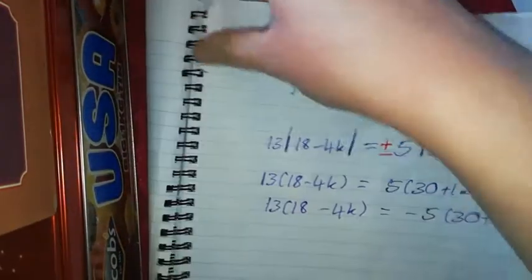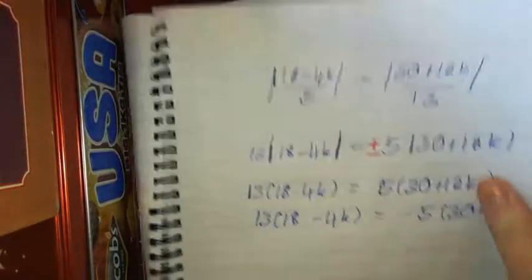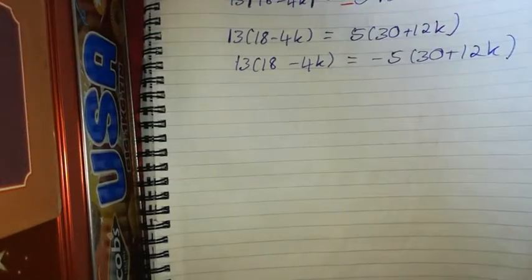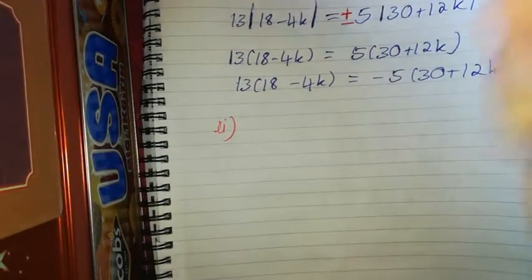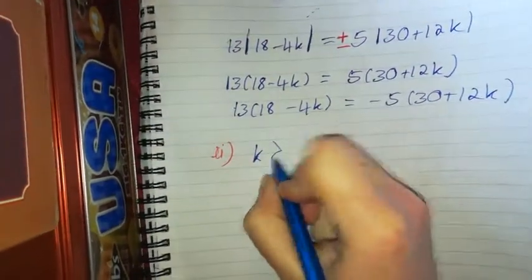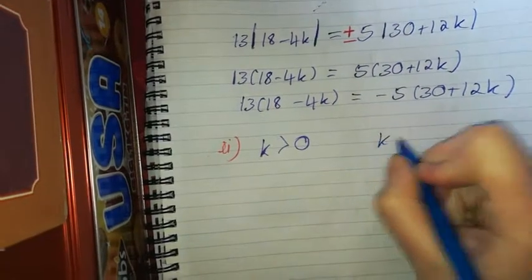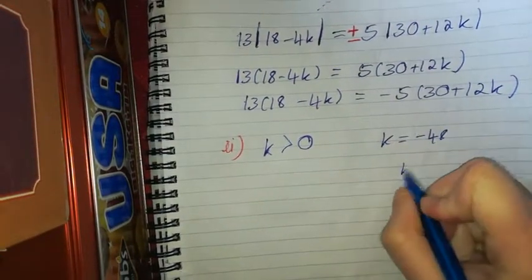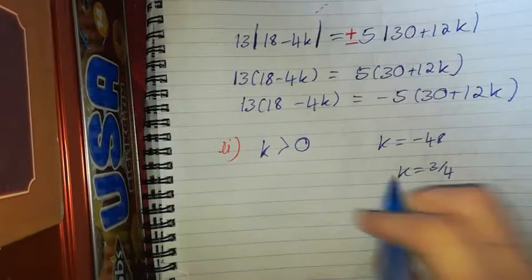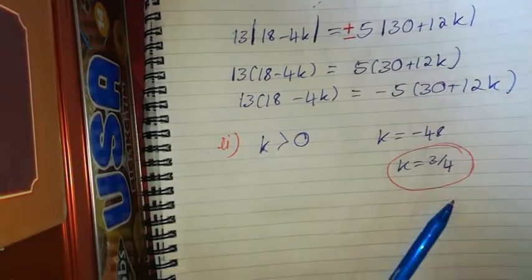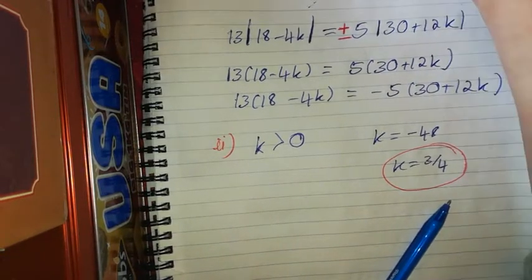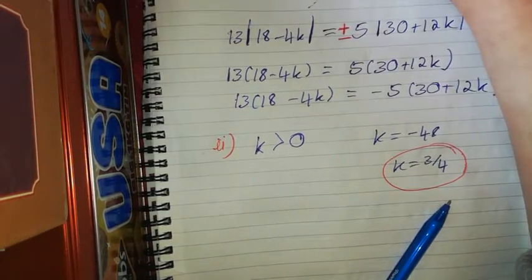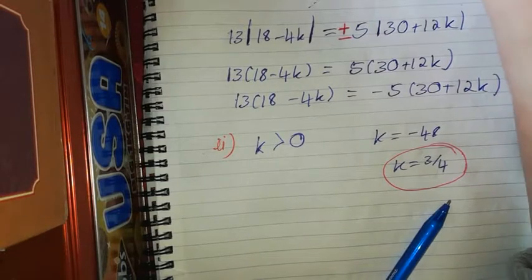And then part 2 says that k is greater than 0. So the two answers we got for k were k is equal to minus 48 and k is equal to 3 over 4. If k is greater than 0, that means k is going to be 3 over 4, and it's not going to be minus 48.